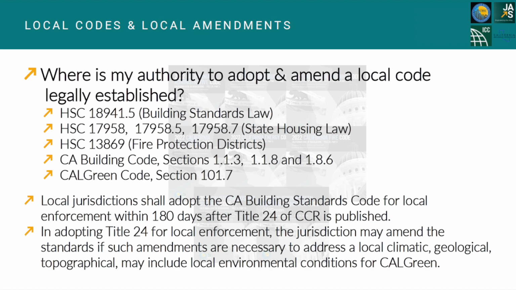This slide shows some, not all, of the laws that authorize local jurisdictions to amend Title 24. For a full list, we suggest reviewing the Guide for Local Amendments. This guide also contains where ordinances should be filed. We encourage your building department to be familiar with Health and Safety Code sections 18941.5, 17958, 17958.5, 17958.7, and 13869.